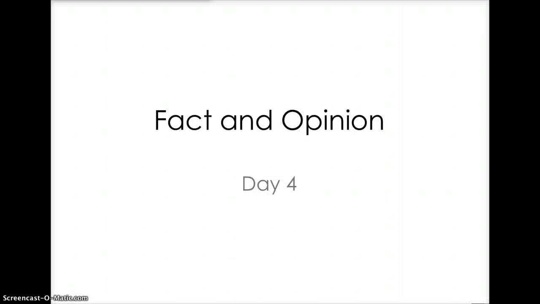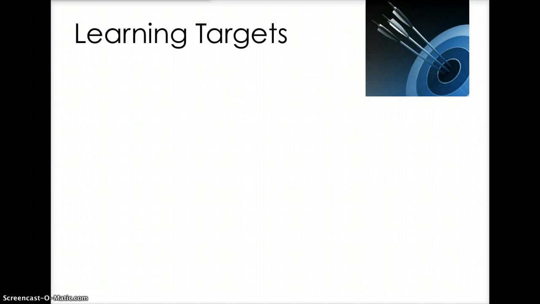Fact and Opinion Day 4. Day 4 is our traditional day where we work on our comprehension questions and that kind of quiz that's in our packet. So we will get to that shortly. But first, let's talk about our learning targets for the day.